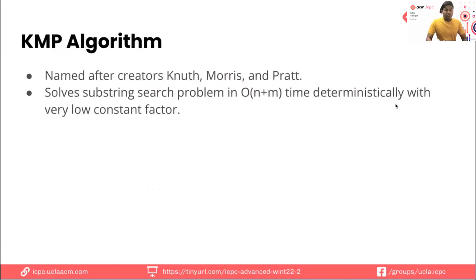Okay, so the first algorithm that we're going to be studying is called KMP. It's named after its three famous creators, Knuth, Morris, and Pratt. And as promised, it solves substring search in O of n plus m time deterministically with a super low constant factor. It's only the idea that's really big brain. If you actually look at the implementation of KMP, it's literally 4 lines. It's super short, barely any overhead, and super easy to code.